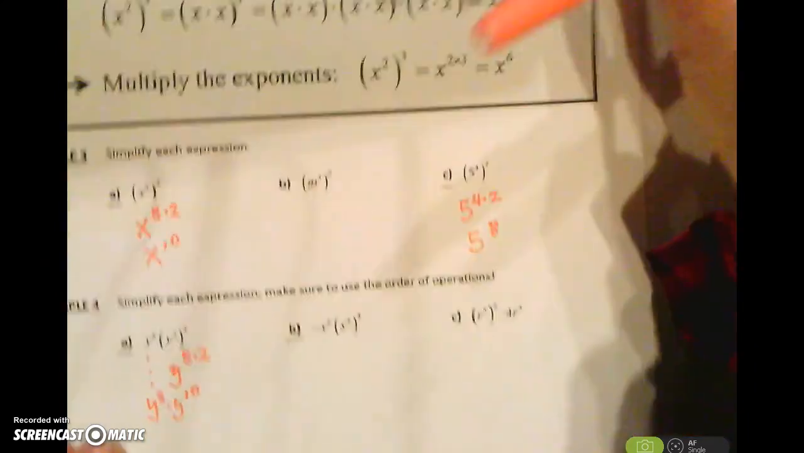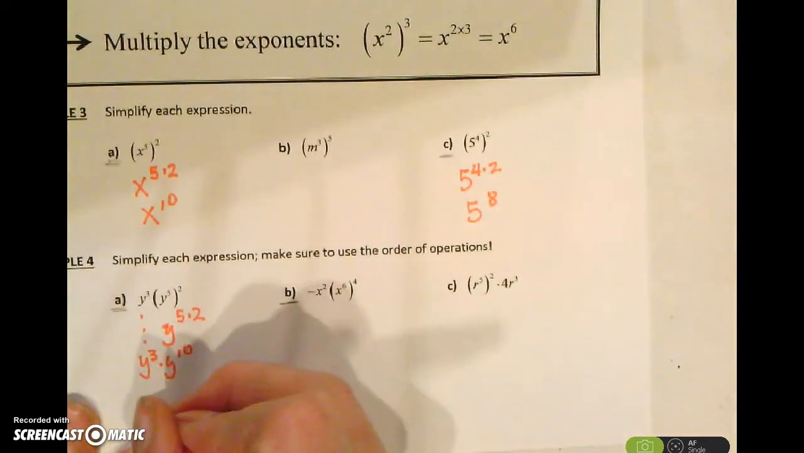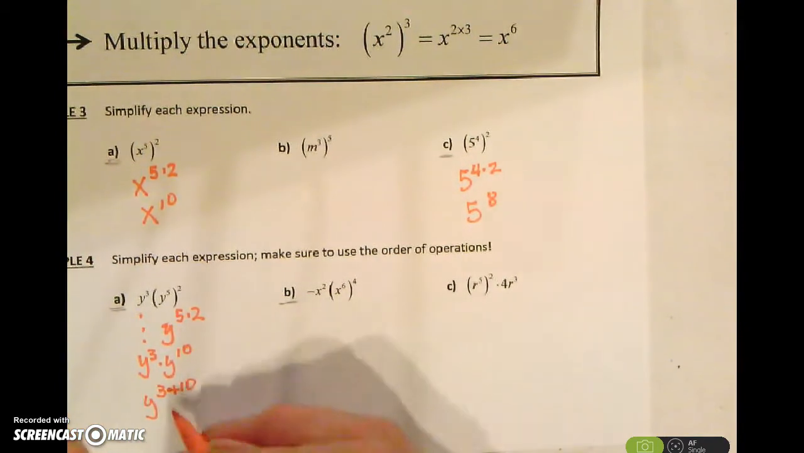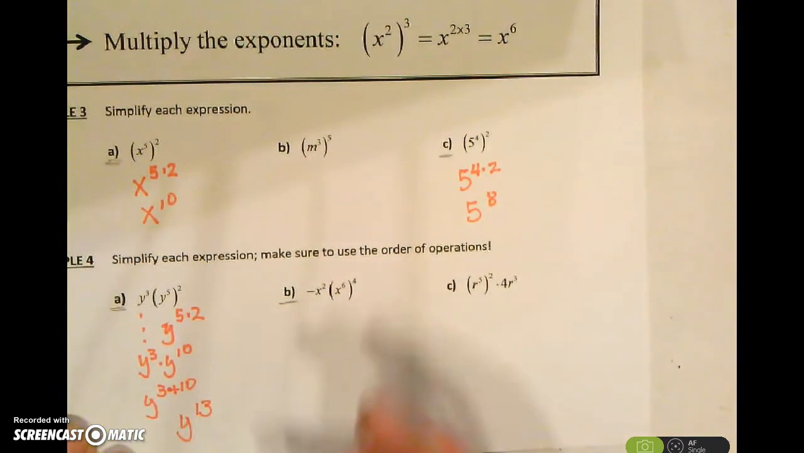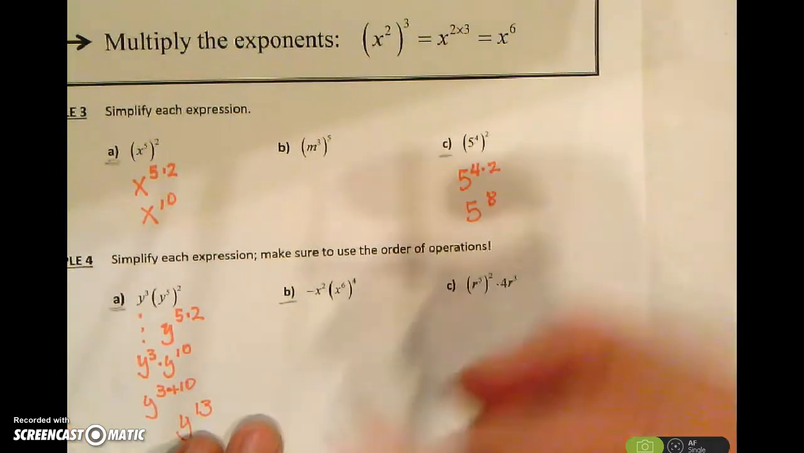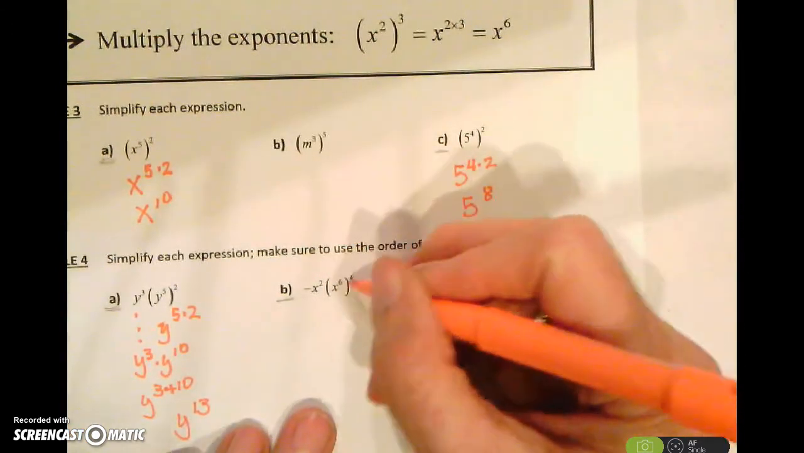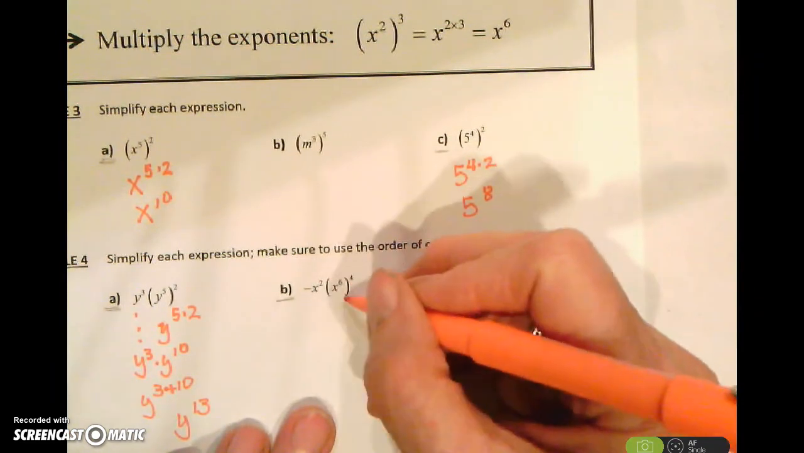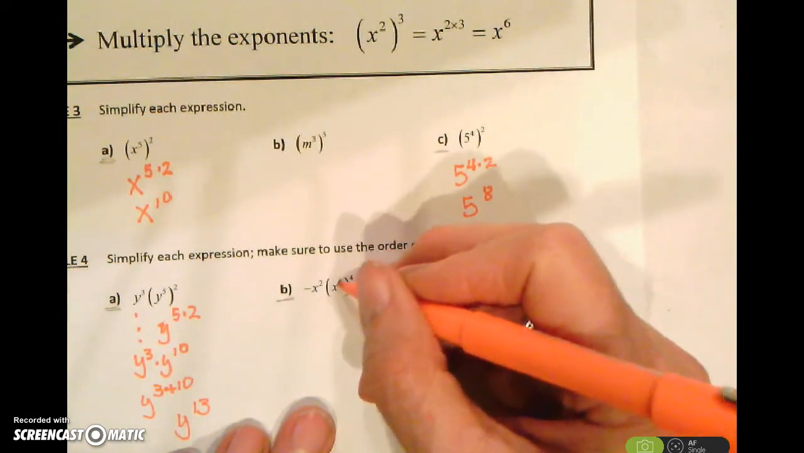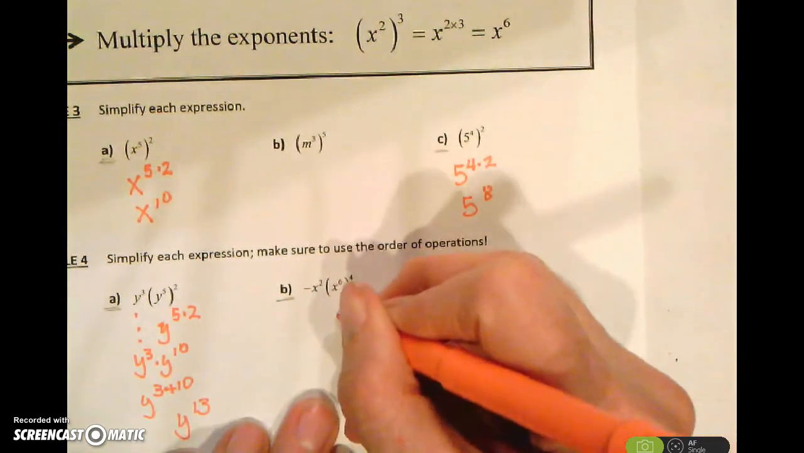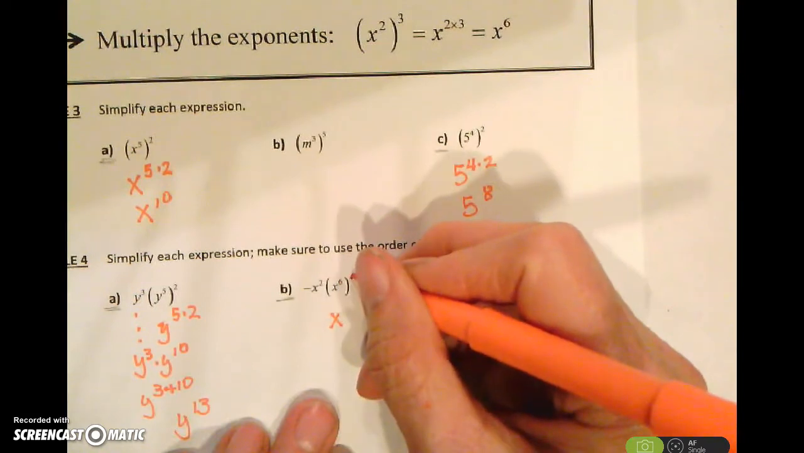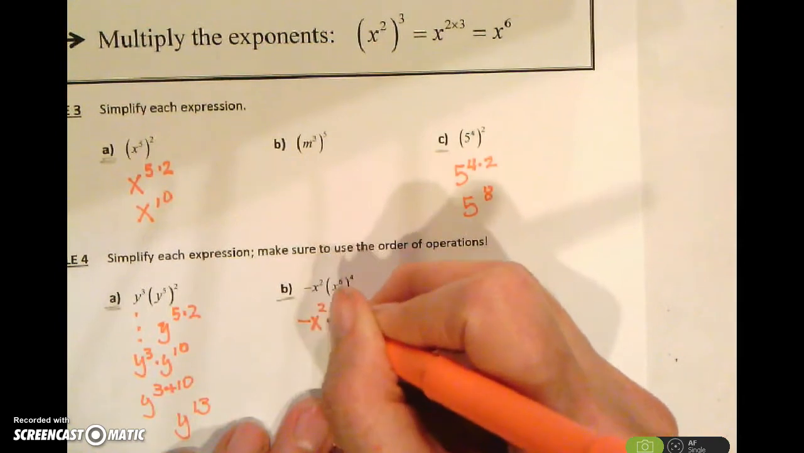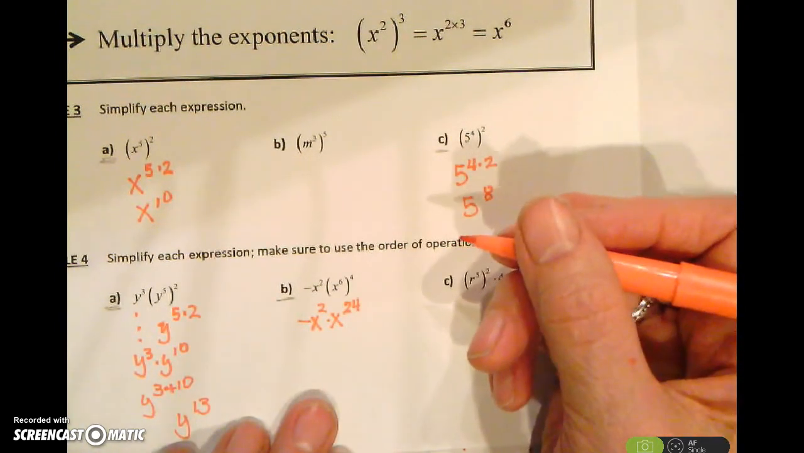So now I have multiplication, and when I multiply, I add my exponents. 3 plus 10 is y to the 13th. For B, again, it's the same situation. I have a negative x squared, and then times the parentheses x to the 6th raised to the 4th. So I'm going to do my exponent first and multiply 6 times 4 is 24, and I still have negative x squared out front multiplied times that.